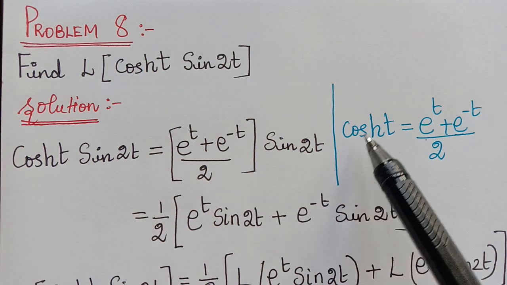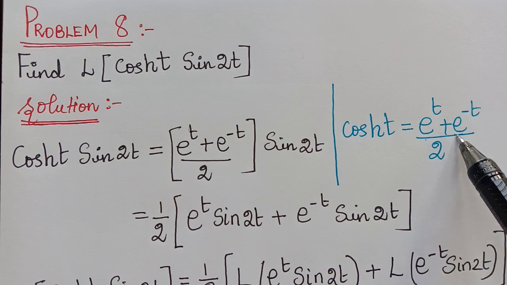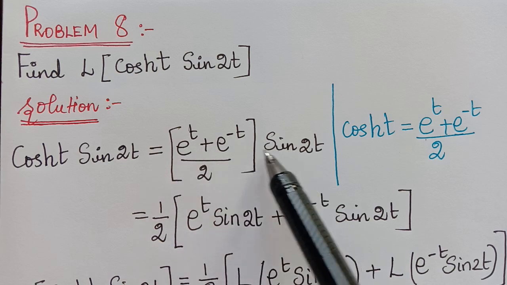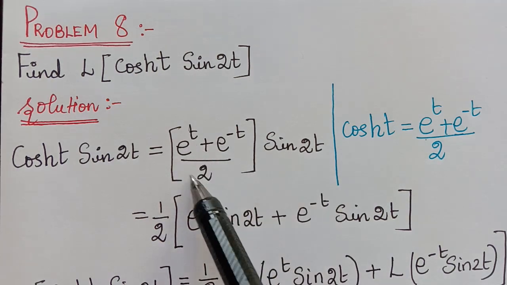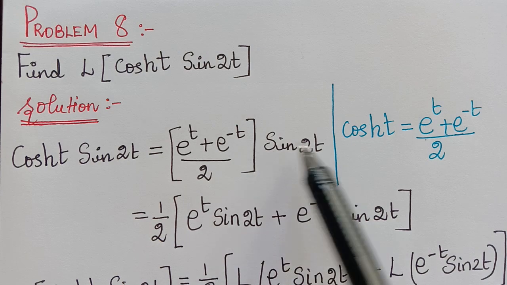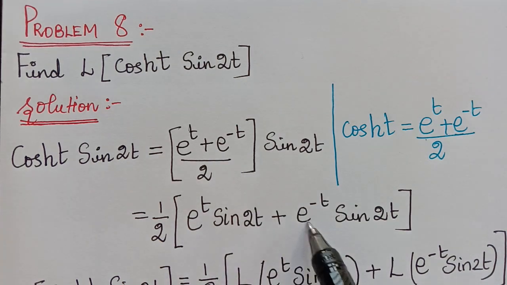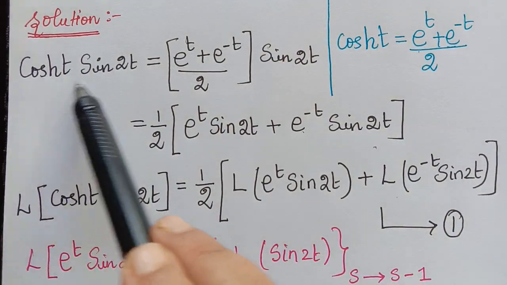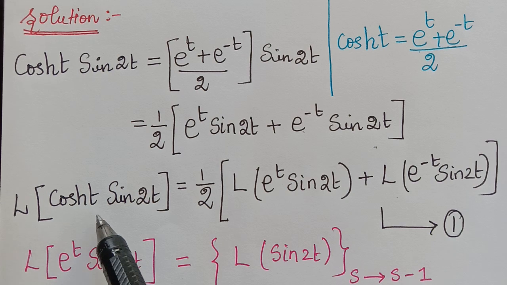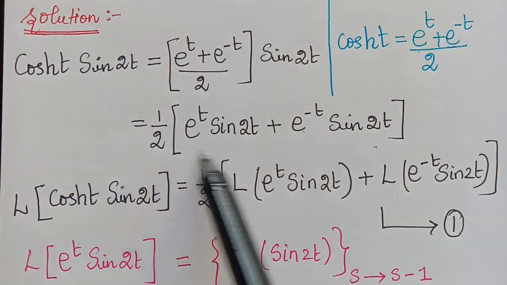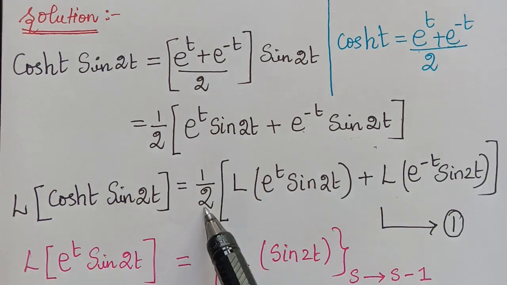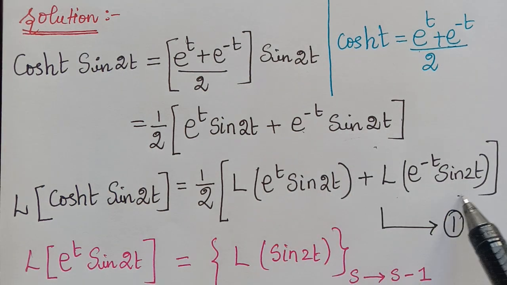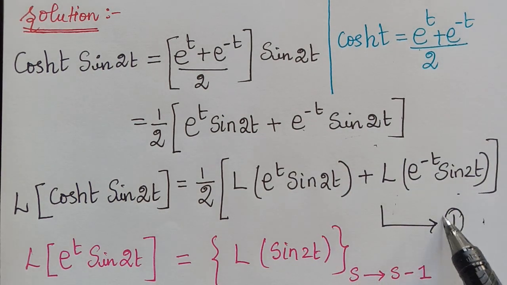We know by formula that cos ht is equal to e to the power t plus e to the power negative t, divided by 2. We are substituting this here and multiplying it with each of the terms. 1 by 2 is taken common: e to the power t sin 2t plus e to the power negative t sin 2t. Then we take the Laplace transform of this. So the Laplace transform of cos ht sin 2t will be equal to the Laplace transform of this term completely. We have taken the constant 1 by 2 outside and taken the Laplace transform of each of the terms, and we have marked this as equation 1, like in the previous sum.